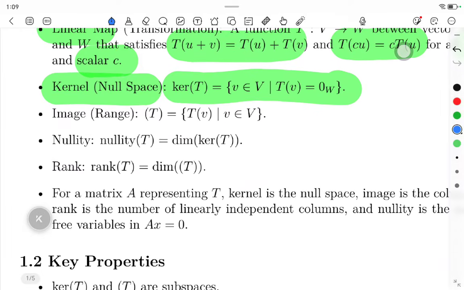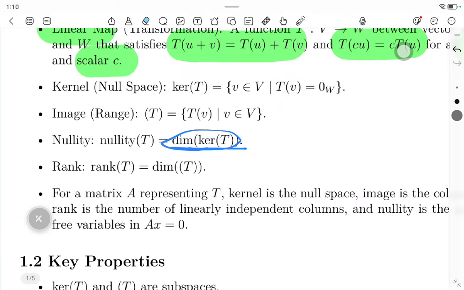Then when we come to the nullity, we talk about the dimension of the kernel. How many elements are inside the kernel? For us to find this dimension, we must express the kernel in the form of a span. You see, right now, for us to find the dimension of the kernel, we must express it as a span. Now, to find the rank, we're going to find the dimension of the image, but mostly the image we're not going to use that much.